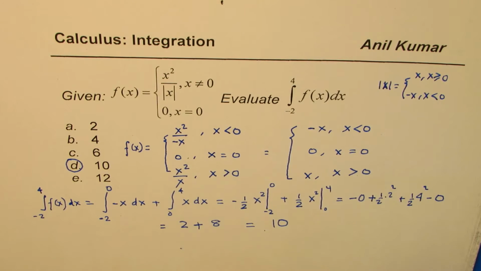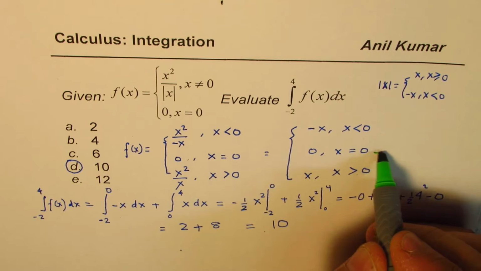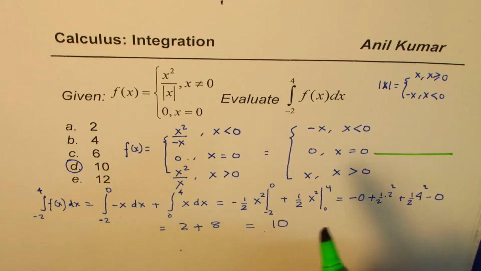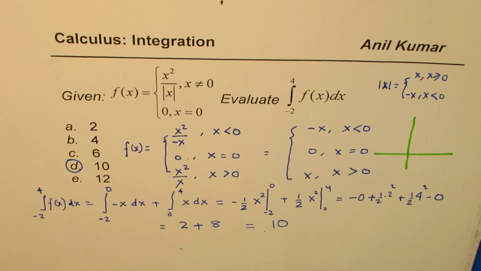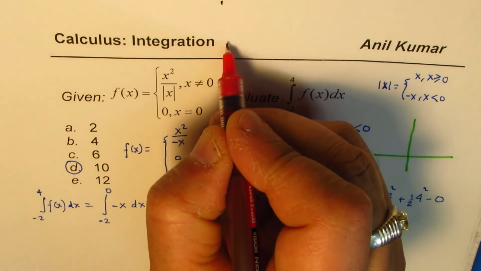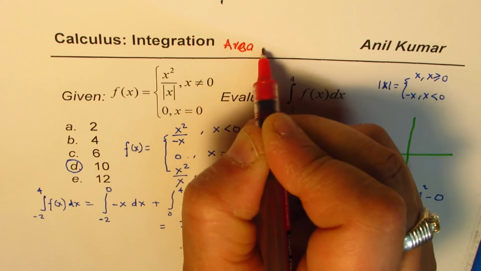This question could have been asked in a different way. Those of you who have not done integration, for them it could have been asked as area under the curve. So it's all very important even for those who haven't done integration so far. I mean, area under the curve.